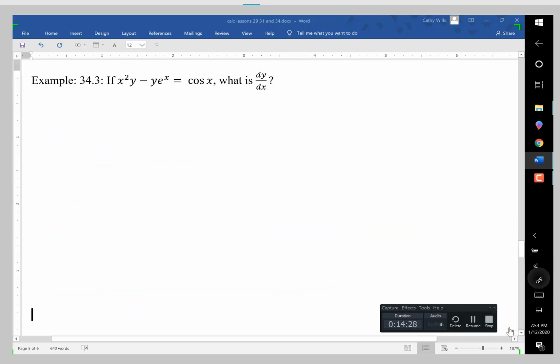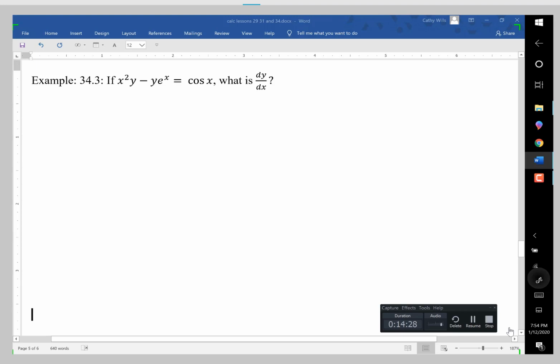Okay, so here's another one. We've got, if x squared y minus y e to the x equals cosine x, what is dy/dx? All right, so we're looking for dy/dx. First thing we do, no matter what kind of problem it is, we're going to take the differential of every single term here. So we have three terms.